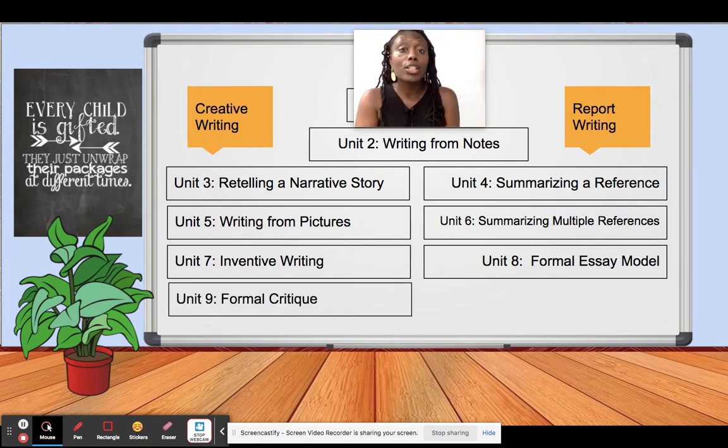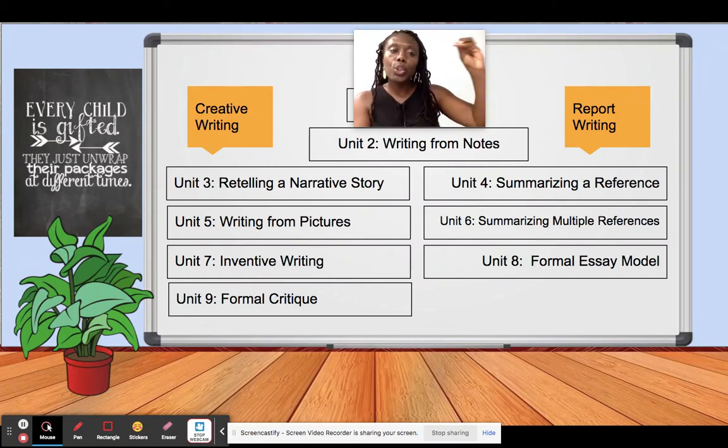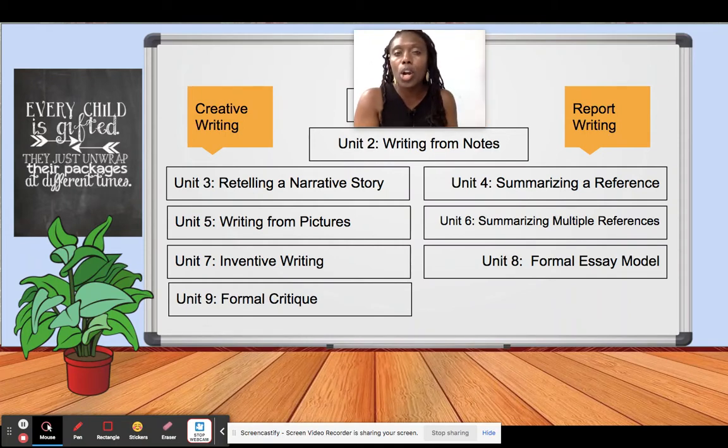And then the very last unit is the creative writing unit of learning how to write a formal critique. And the nice thing about this unit is we will have some literature that IEW will provide inside of the student guide, and it will use what we learned in Unit 3 and build upon what we already learned.